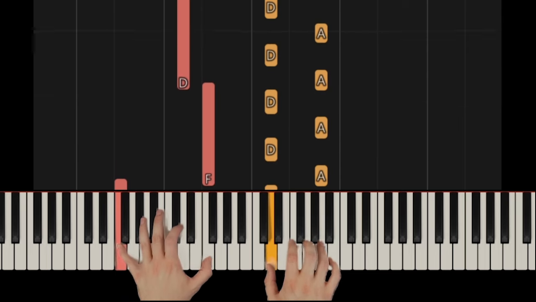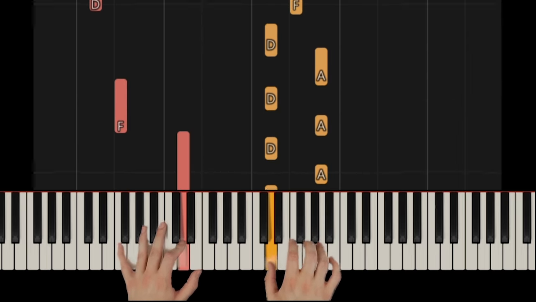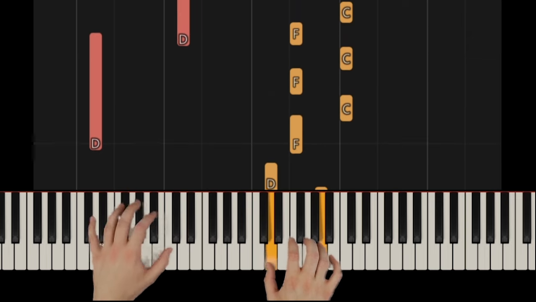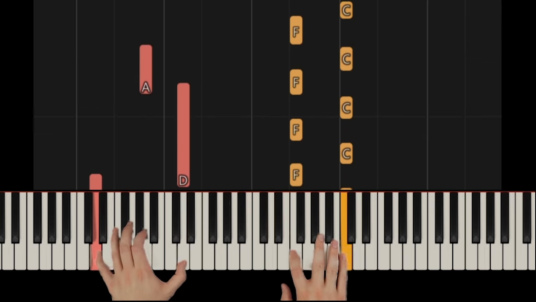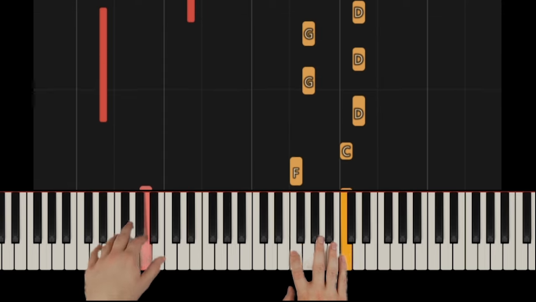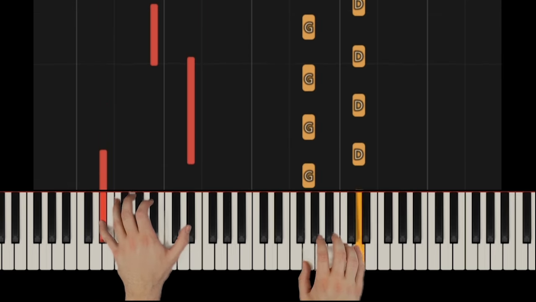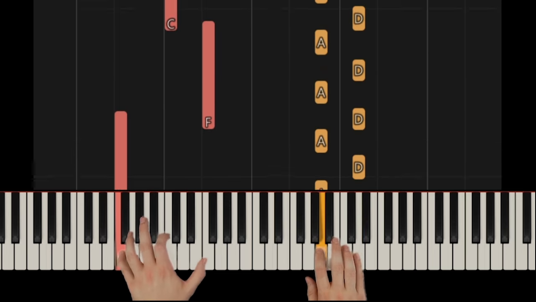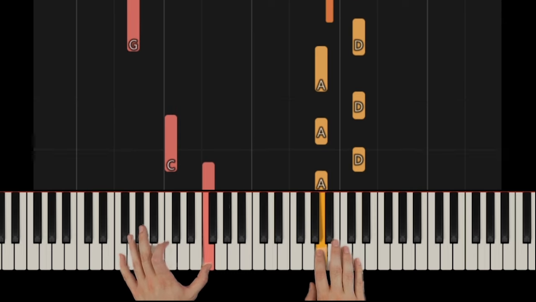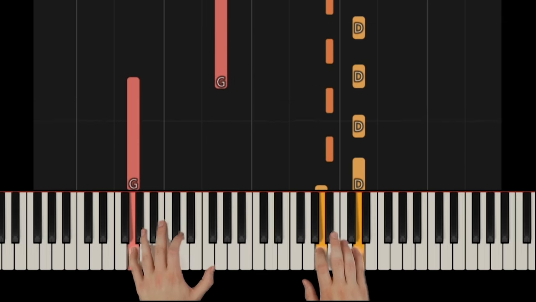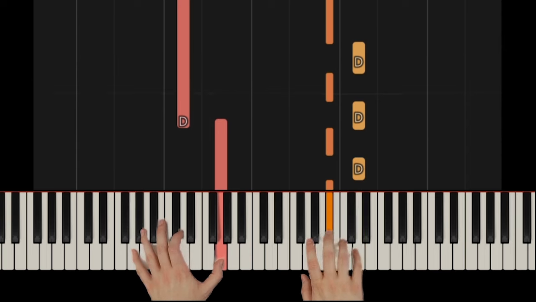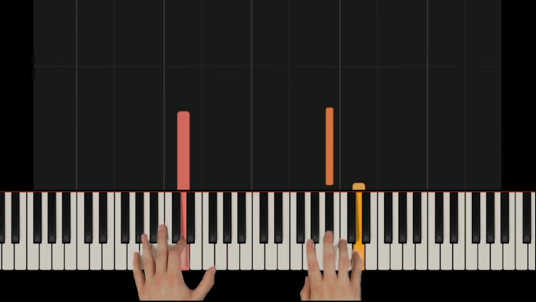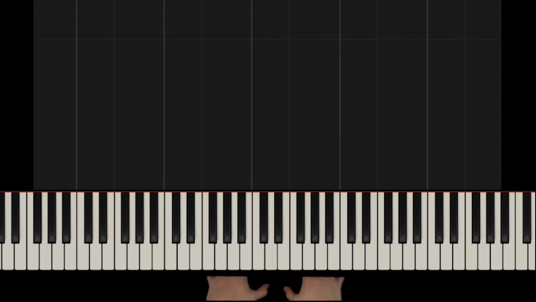Change. Change. One of those pedal changes signifies a change in harmony. And yeah, that's basically it. There's not that much to it.